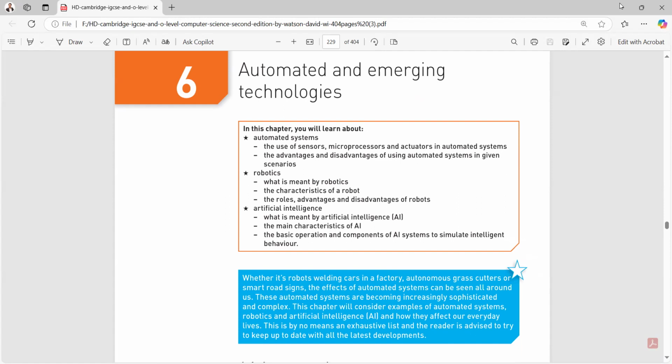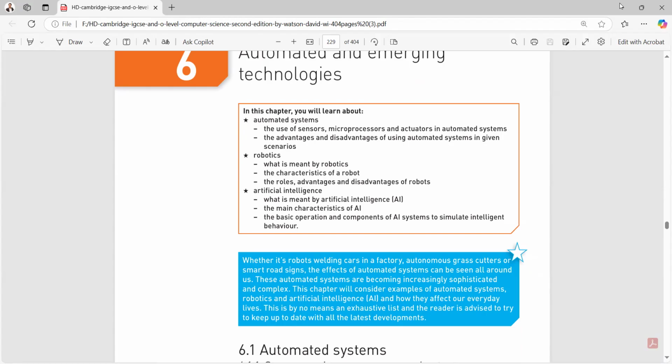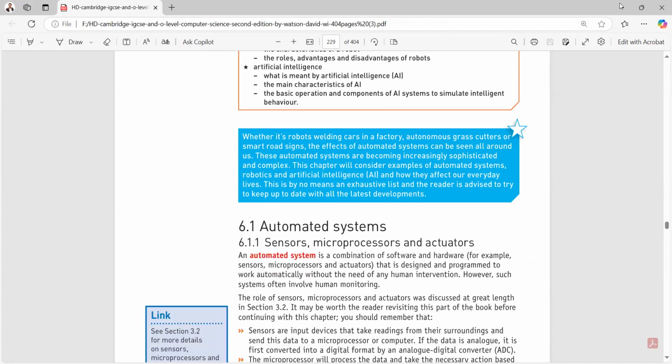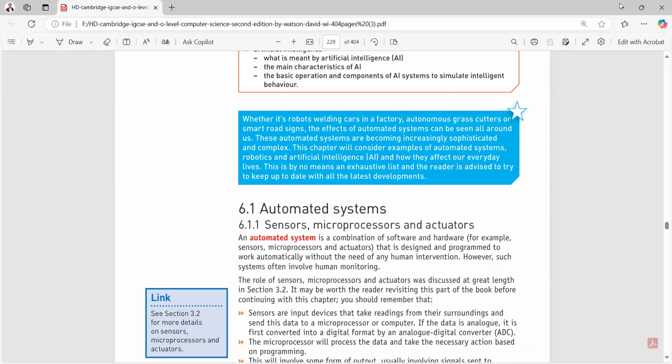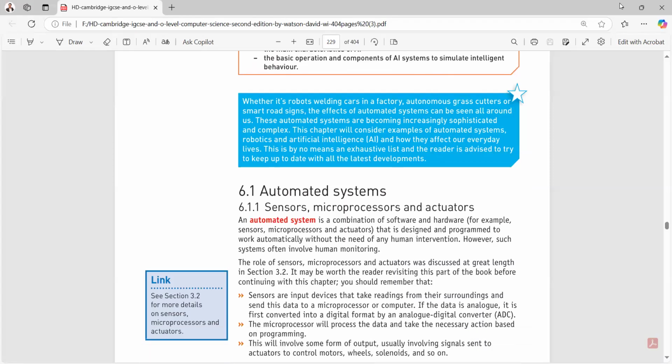So emerging technologies are those that are not yet fully developed, but they are in their development phase. For example, a robot that is welding cars in a factory, or maybe a grass cutter or a smart road sign. You can see them all around you. That includes automated systems. They are becoming increasingly popular, and this will also give you some examples of AI as well.